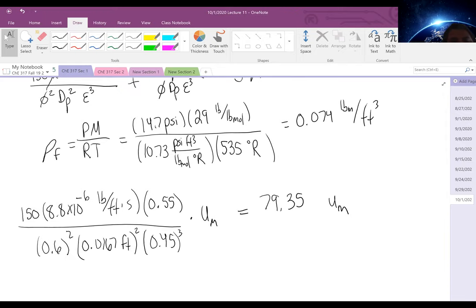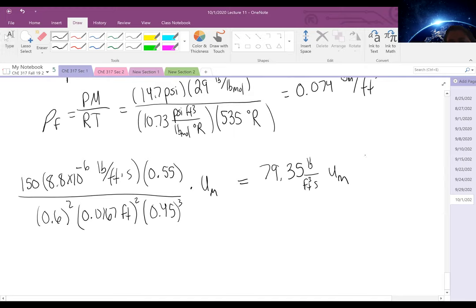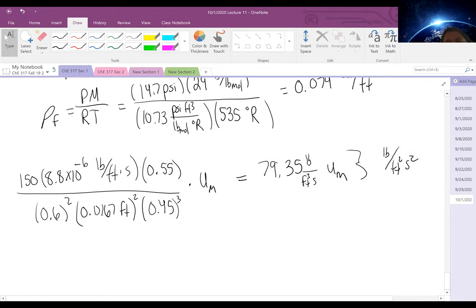If I want to check units, I can. Let's see, I've got pounds on the top, feet cubed and second on the bottom. So pounds per feet cubed seconds. Which when I combine these, this whole term's units is pounds per feet squared second squared. Just keep that in mind for when I look at each other term.